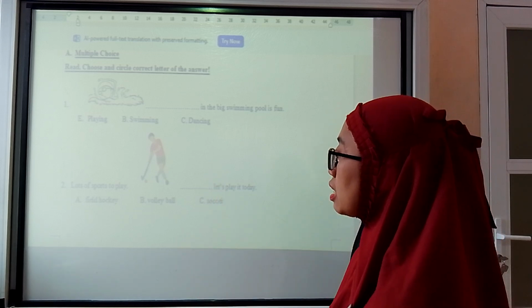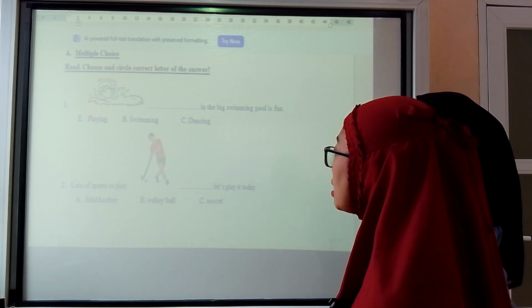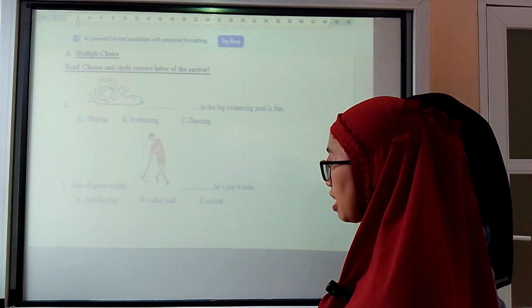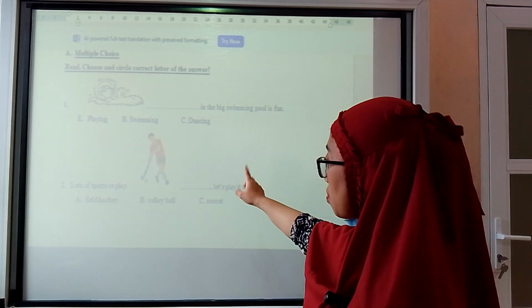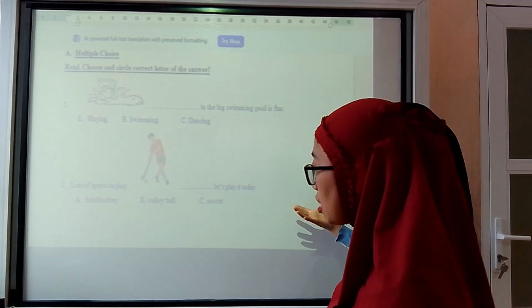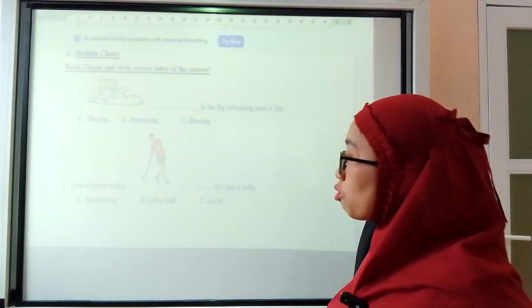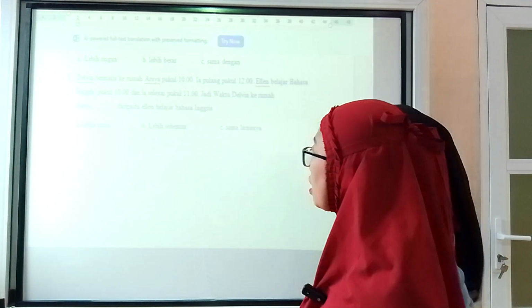So what's the relationship between number 1 and 2? Number 2, I see here about sports. Yes, it is a kind of sport. So there are 2 topics. The first, the language focus, is about verb ing. But in vocabulary they learn about the kinds of sports. Name of sports, kinds of sport, disciplines. Lots of sports to play.